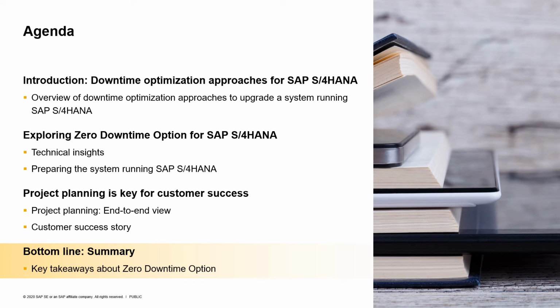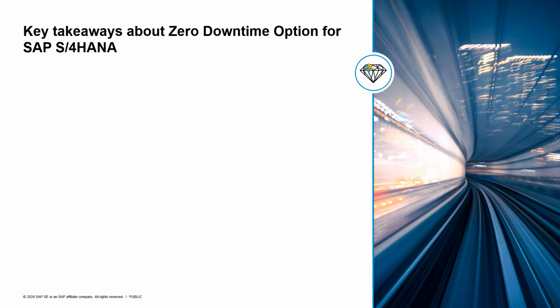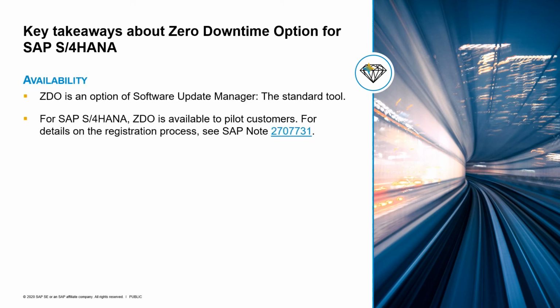Now, that was already pretty much what I wanted to show from the customer projects and the project planning aspects. We can now jump directly into the wrap-up of our session. Let's start with the availability. As you have learned, ZDO is an option that comes along with the software update manager with the standard tool.